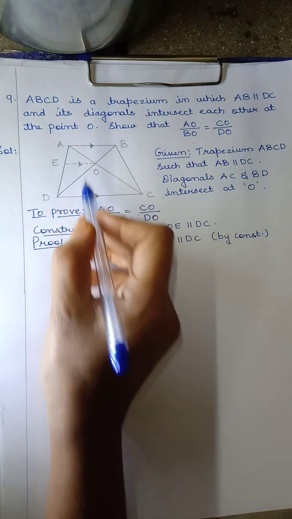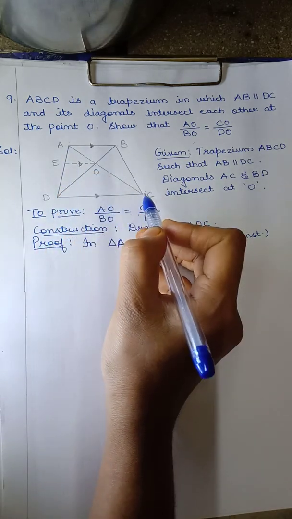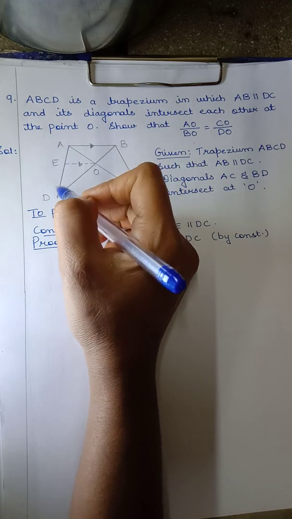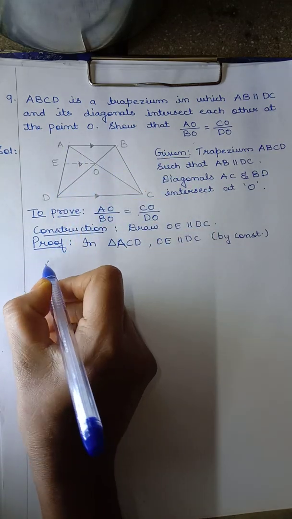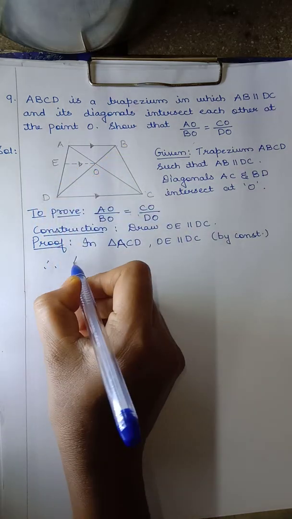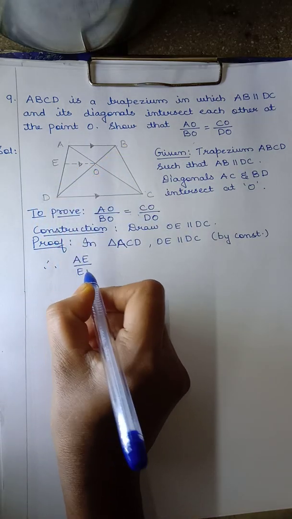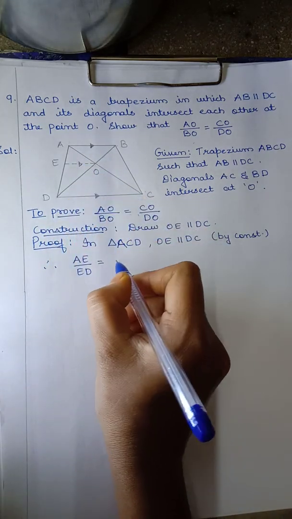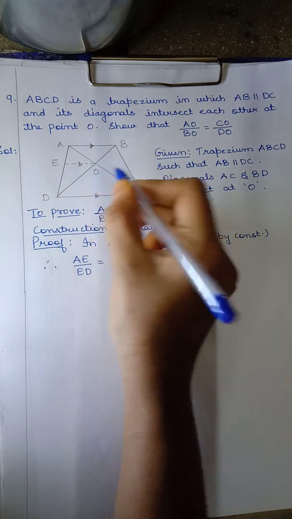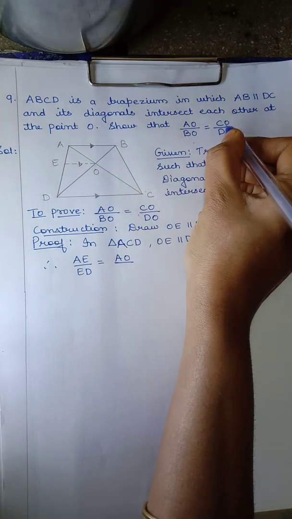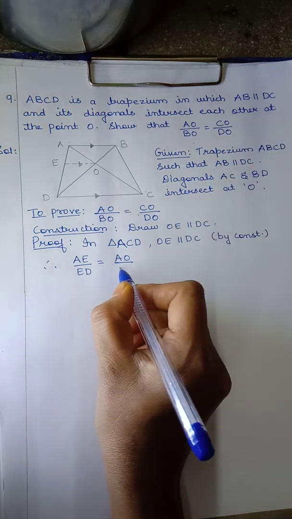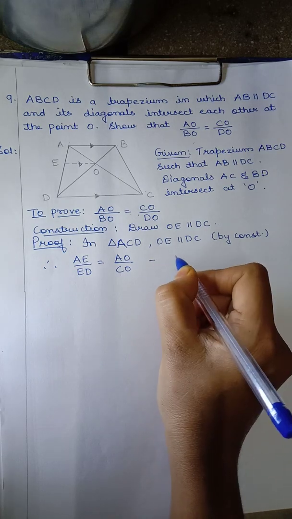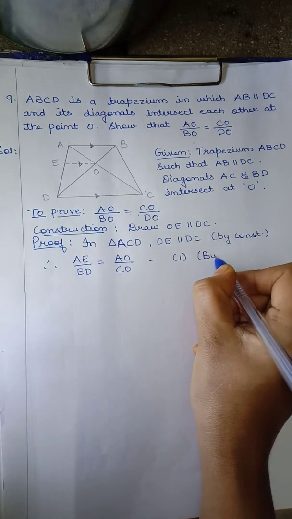So when OE is parallel to DC in triangle ADC, as you have learnt, according to Thales theorem, it divides the other two sides in the same ratio. Therefore I can write AE upon ED is equal to AO upon OC, or CO, you can write, since the naming is the same way. Consider this as equation 1 by Thales theorem.